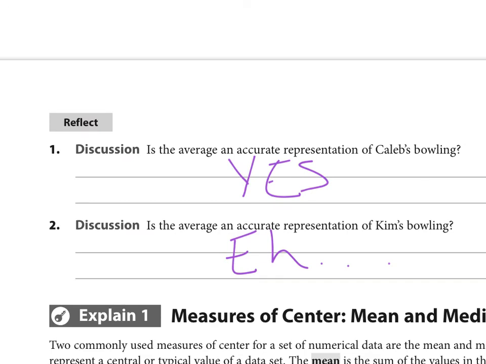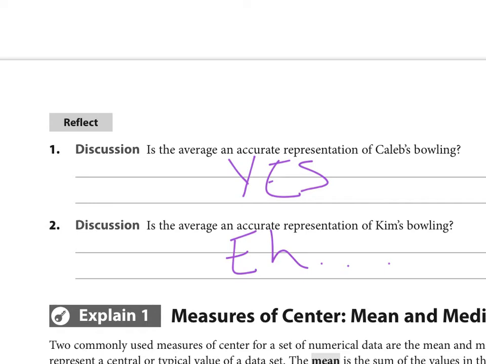So here we see 2 reflection questions. They're both discussions. Is the average accurate representation of Caleb's bowling? Yes, because he's bowling right around 150. It's not really that big of a difference. And then is the average accurate representation of Kim's bowling?